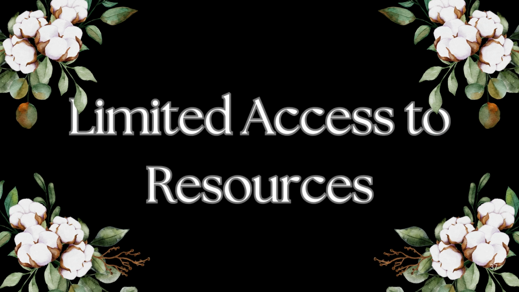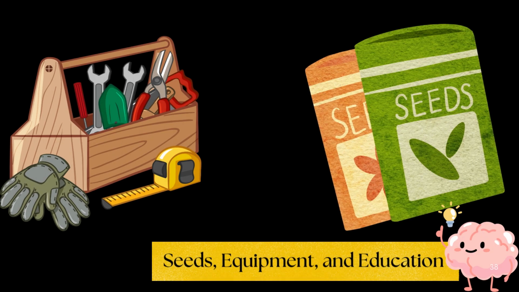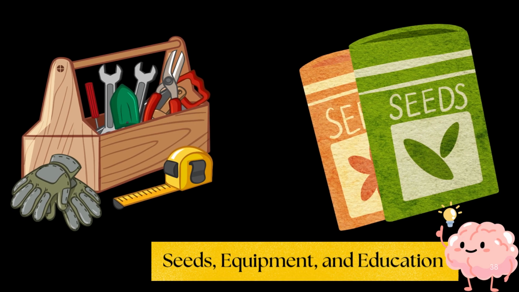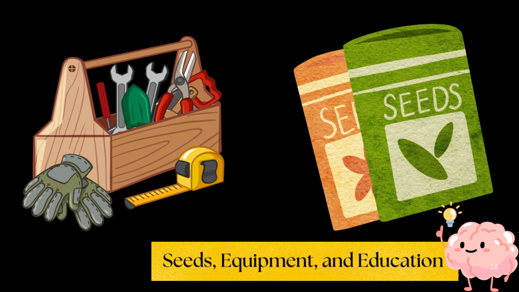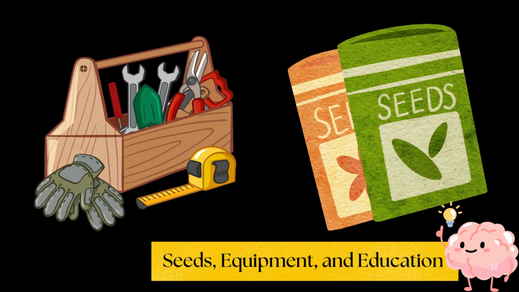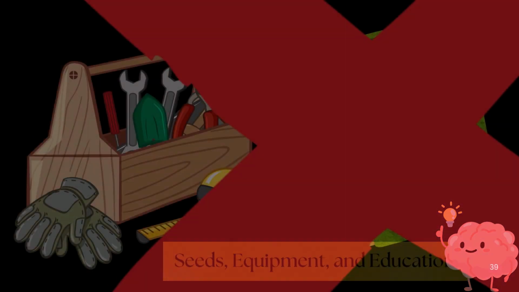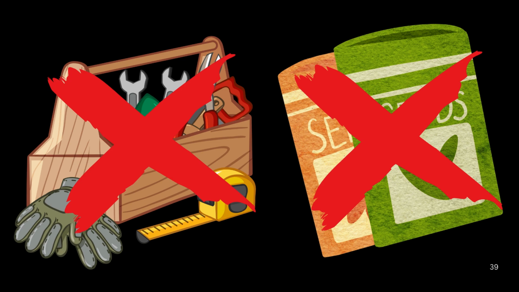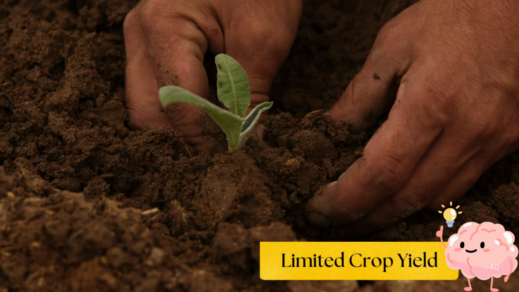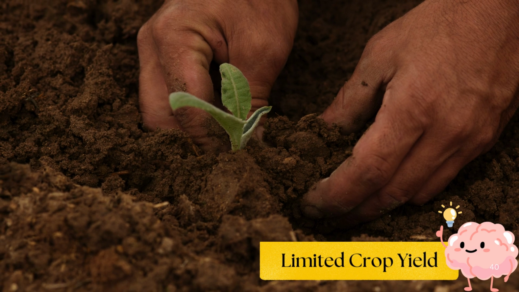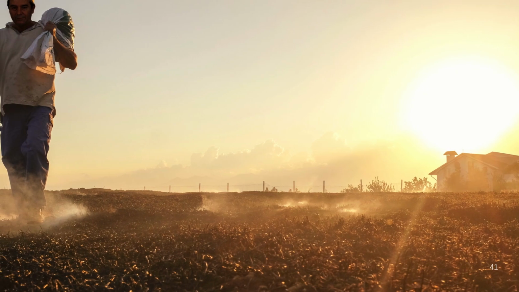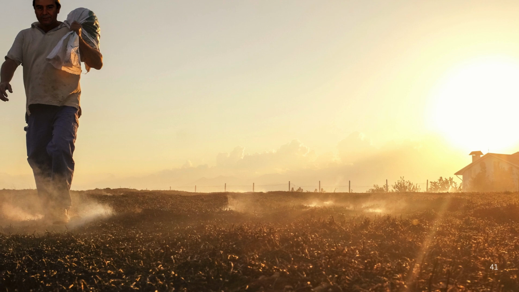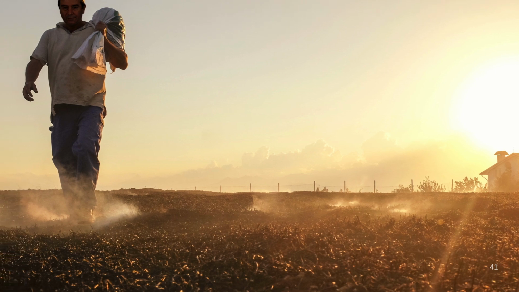3. Limited access to resources. Sharecroppers and tenant farmers frequently lacked access to essential resources such as quality seeds, farming equipment, and education. Without access to better farming techniques or tools, they were often limited in their ability to increase crop yields. This lack of resources perpetuated their economic hardships and limited their opportunities for advancement.